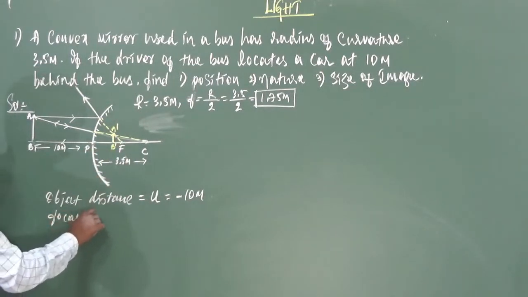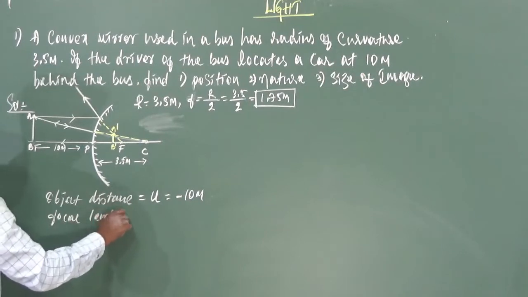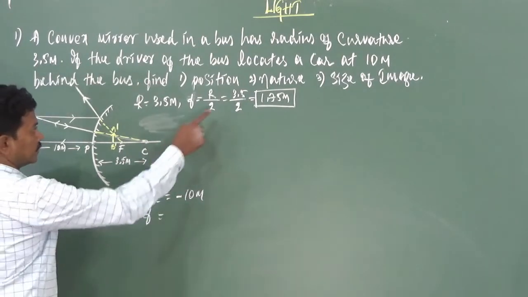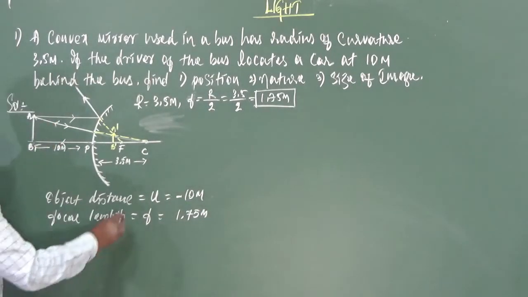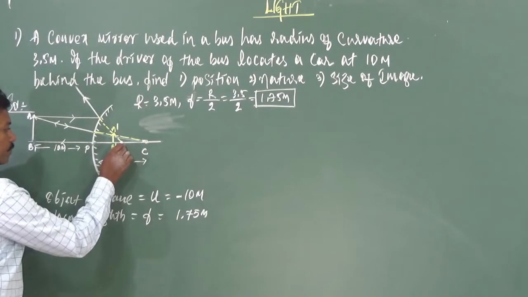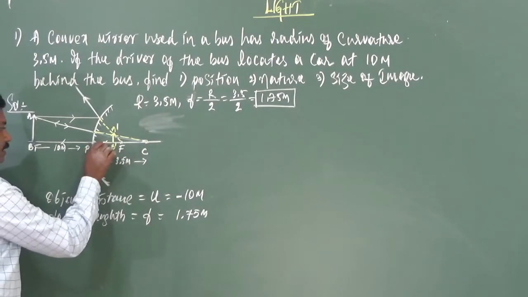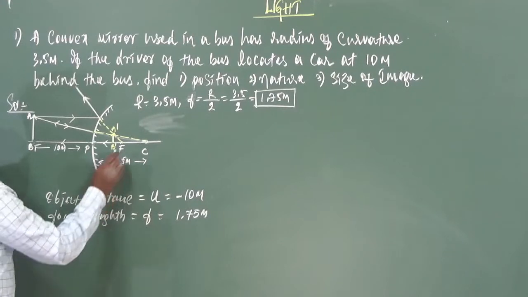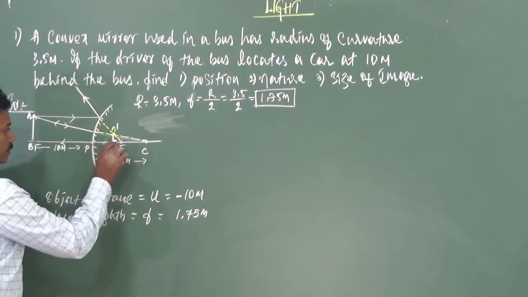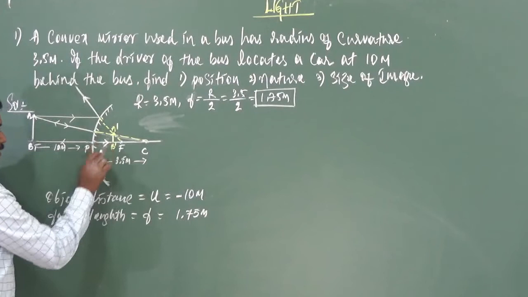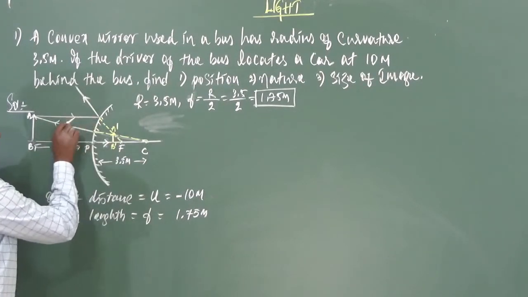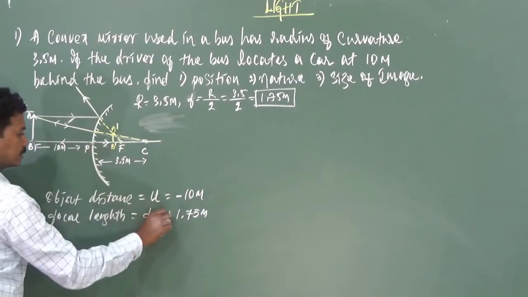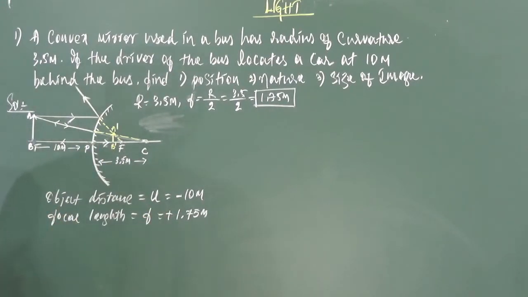Focal length f is equal to 1.75 meters. So here the most important thing is you are measuring the focal length from point F to P, that is in this direction. So that is from the pole of the mirror to the principal focus. As you are measuring the focal length from the pole of the mirror along the direction of the incident light rays, therefore this focal length is taken as positive. This is very important. Don't get confused. It is very important. Okay.